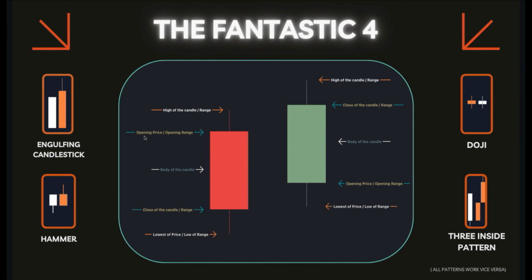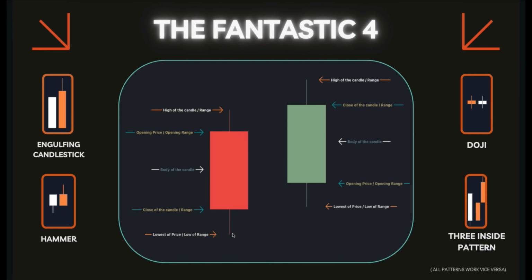All right, next is the opening price. So for a bearish candle, the opening price is this part of the body. That right here. And then obviously the body of the candle, right? Then the close of the candle. So this is price closing at the bottom of this candle, and it's also known as the close range. And then the lowest price, or low of the range. So this is the lowest part that the range has come down to.